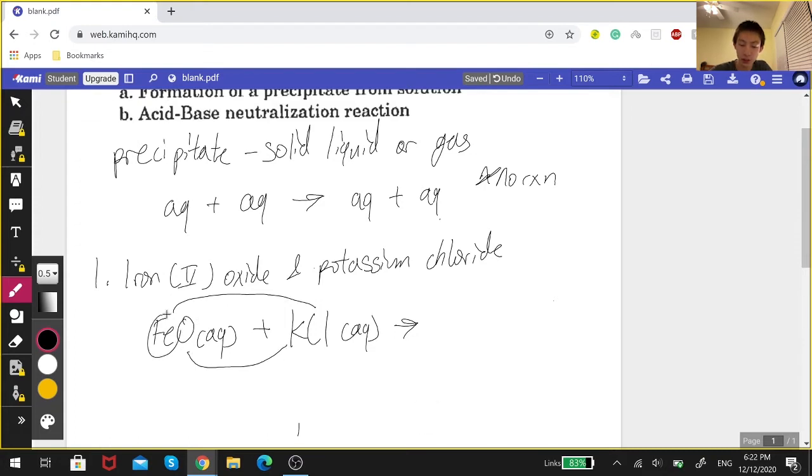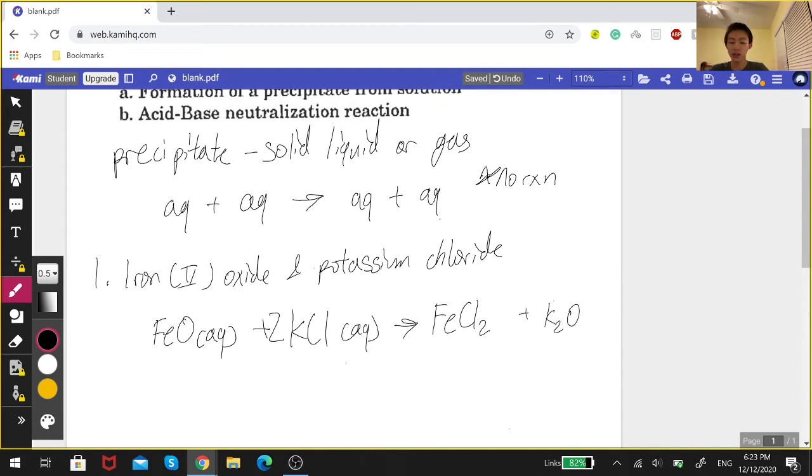So the Fe is going to come together with Cl, forming FeCl2. Why did I add 2? Because it's iron 2 oxide, with a charge of 2 plus, and Cl only has a charge of 1 minus. So FeCl2, and our insides have to come together as well. O and K come together, plus K2O. Again, I added 2 because oxide is 2 minus. Now we need a balanced equation. We have 2K and 2Cl, so all we have to do is add a 2 over here, and let's identify if this reaction occurs or not.